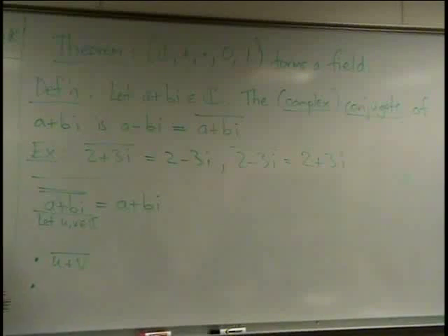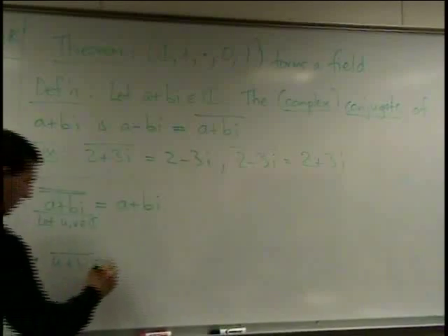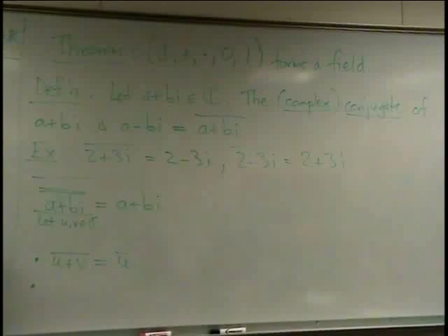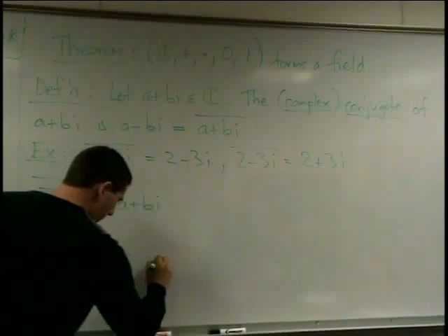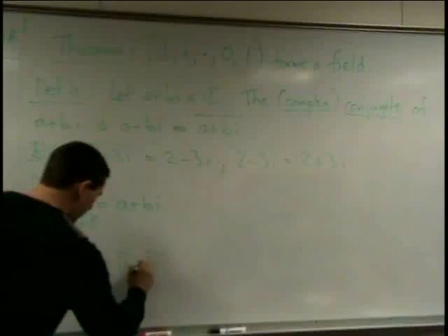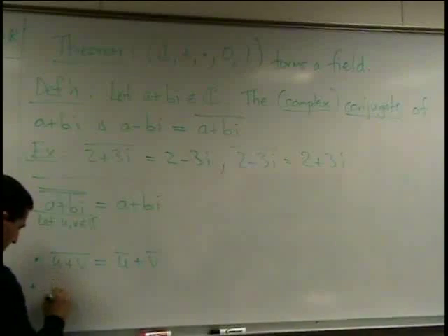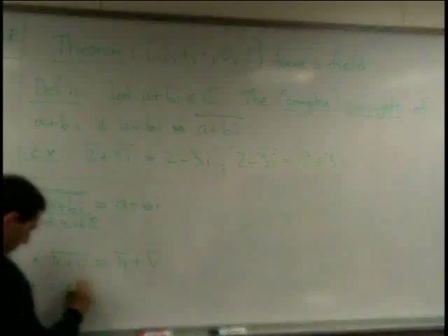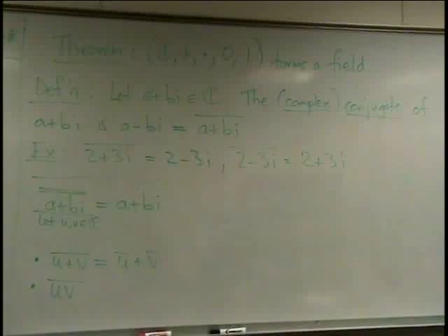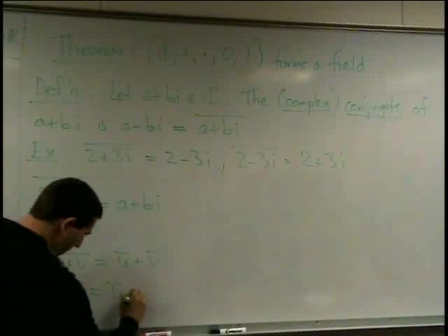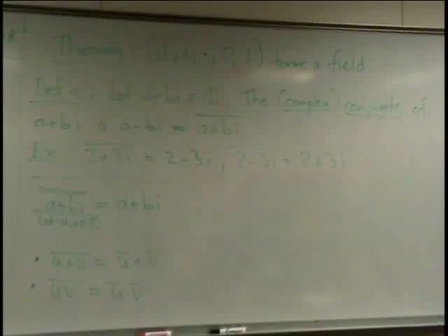What you would like to hold, and what we'll show does hold, is that this is the same thing as if you first took the complex conjugate of u, then took the complex conjugate of v, and you added it together. And a similar thing should hold for multiplication. If I multiply two complex numbers and then take its conjugate, this is the same thing as if I take their conjugates individually and then multiply. And of course, this is exactly what you're looking for in a ring homomorphism.